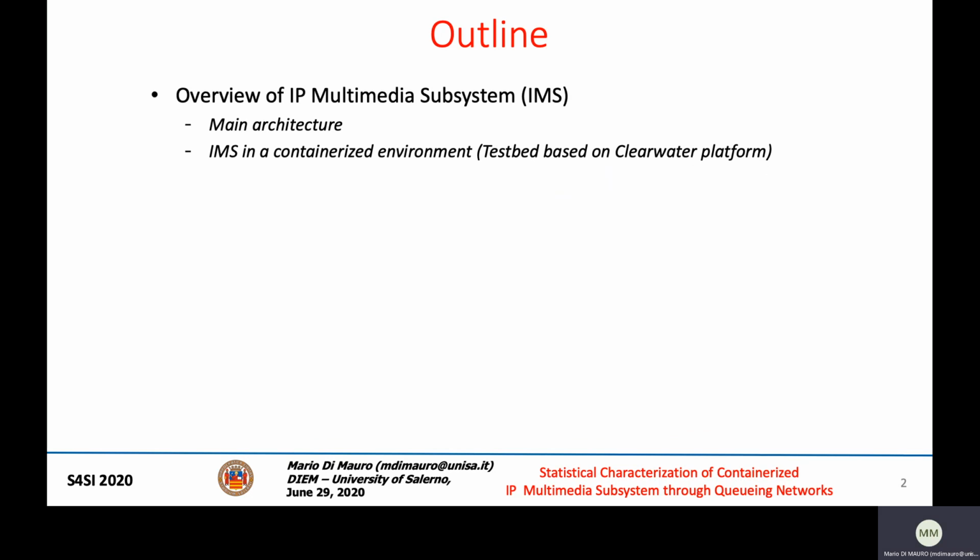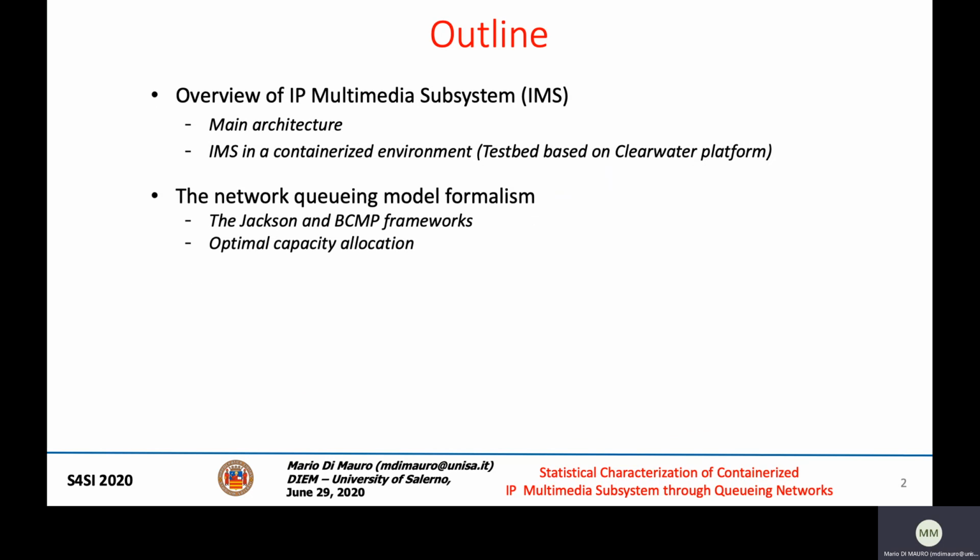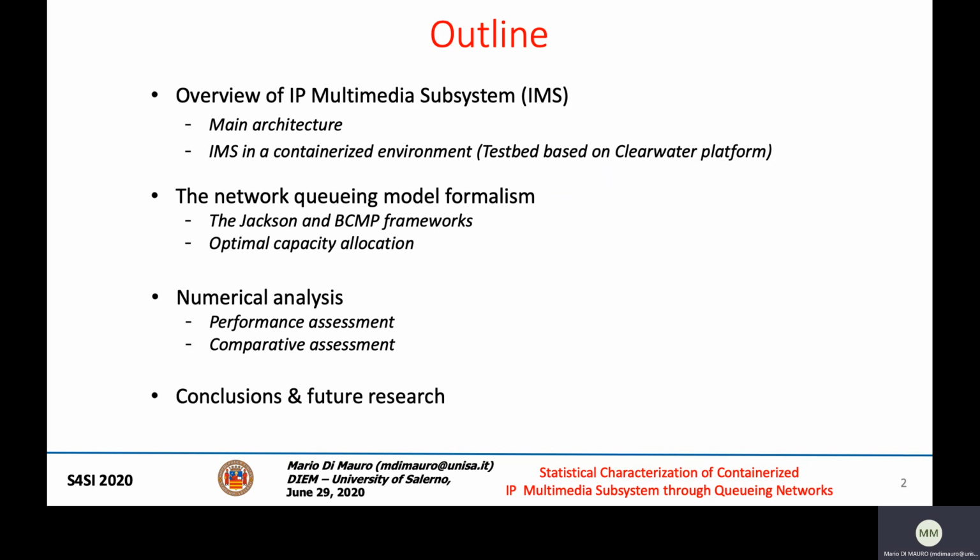I will start by briefly introducing the main functionalities of IMS, with a special focus on a container-based deployment realized through Clearwater, an open-source platform allowing to deploy a containerized version of IMS. Then, some recap about the network queuing model chosen to characterize IMS from a statistical point of view. The formal model is then followed by a numerical analysis where realistic data are derived from the experimental testbed. Finally, conclusion and some hints about future research.